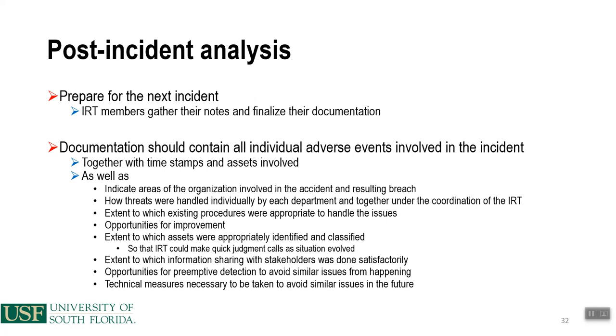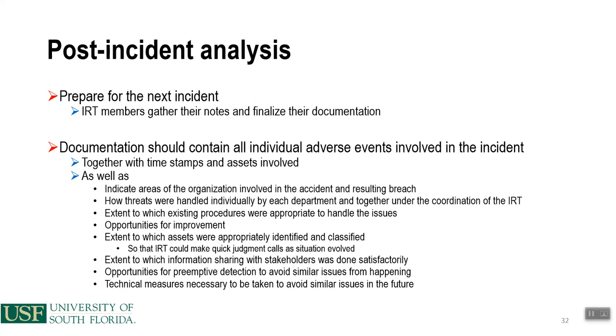What exactly happened? So the IRT members will gather their notes and finalize their documentation. The documentation should contain all individual adverse events involved in the incident, together with timestamps and assets involved, as well as indicate areas of the organization involved in the incident and resulting breach. How the threats were handled individually by each department and together under the coordination of the IRT. The extent to which procedures were appropriate to handle the issues. So you had a set of procedures that were in place beforehand to handle incidents. Were those procedures actually appropriate for the context that you were actually witnessing?